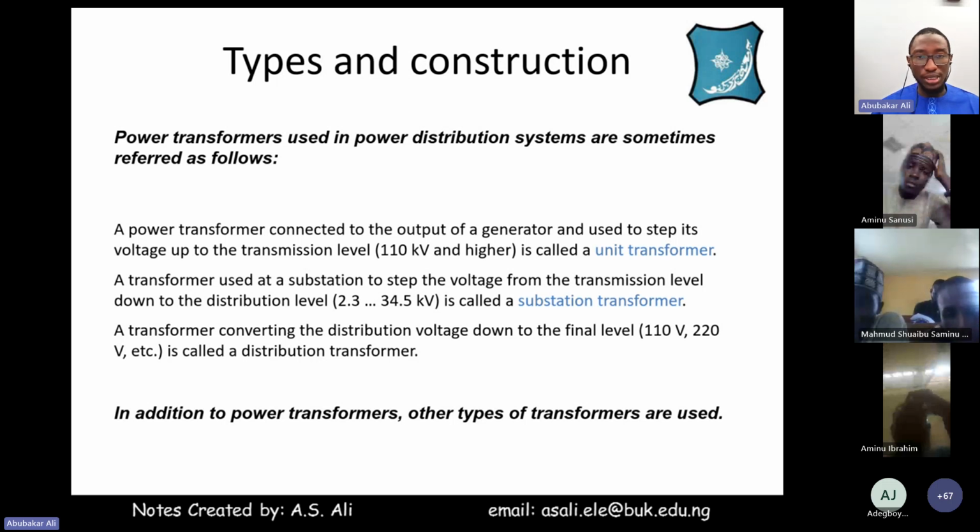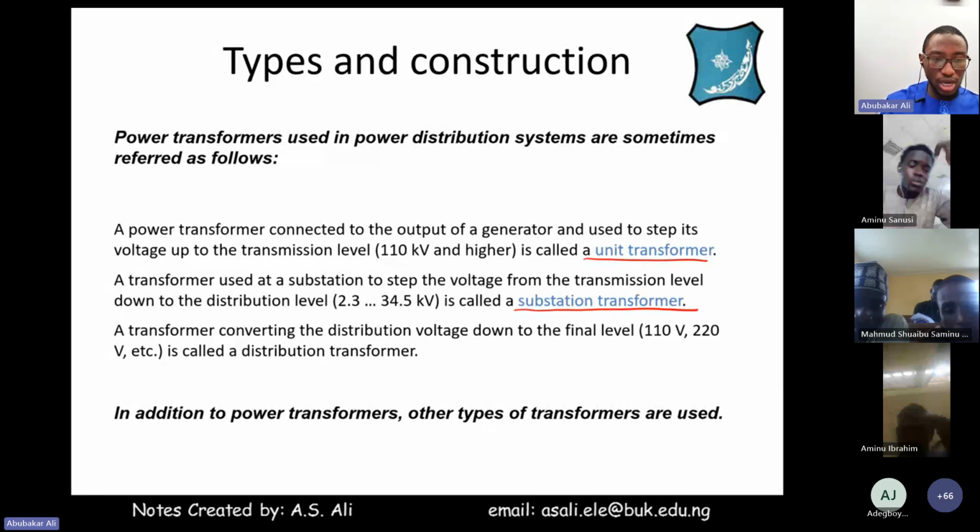However, in terms of when we put transformers in the power distribution system, they come in different types or different shapes. We have what we call the unit transformers. We have what we call also the substation transformers, and we also have what we call the distribution transformers. These are the three types of power transformers you will see in the power station.